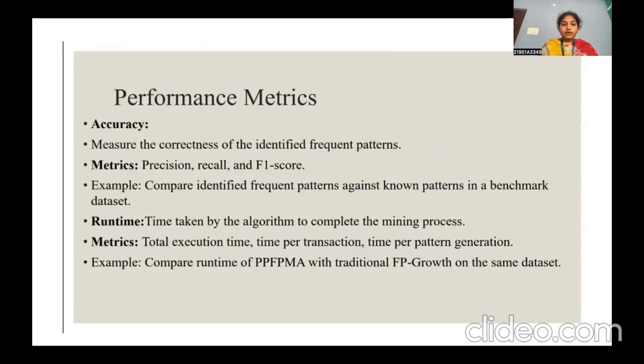Performance metrics. Accuracy: measure the correctness of the identified frequent patterns. Metrics: precision, recall, and F1 score. Example: compare identified frequent patterns against known patterns in a benchmark dataset. Runtime: time taken by the algorithm to complete the mining process. Metrics: total execution time, time per transaction, time per pattern generation. Example: compare runtime of PPFP-MA with traditional FP-growth on the same dataset.